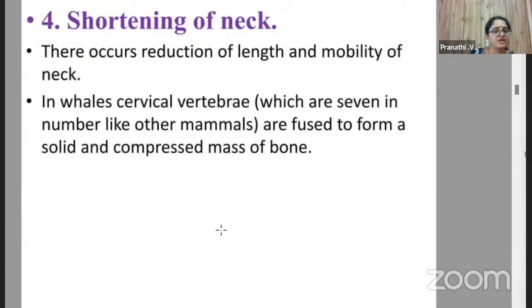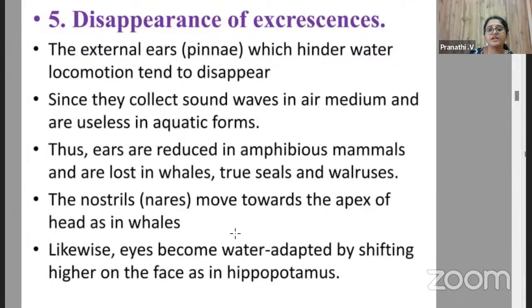And then you have no neck, literally. So the cervical vertebrae in the case of whale, which is an aquatic mammal, are fused together. And disappearance of any kind of external organ, such as the external ears, that is pinnae, and then reduction of them, and then you don't have a proper nose as such, you have a snout or only nostrils that are present.